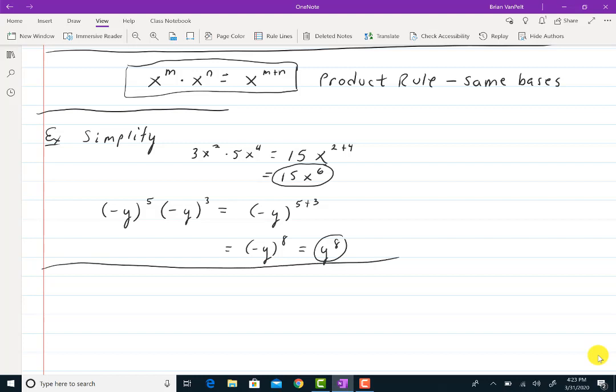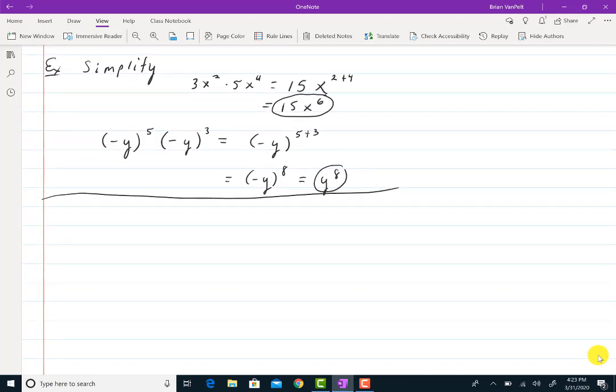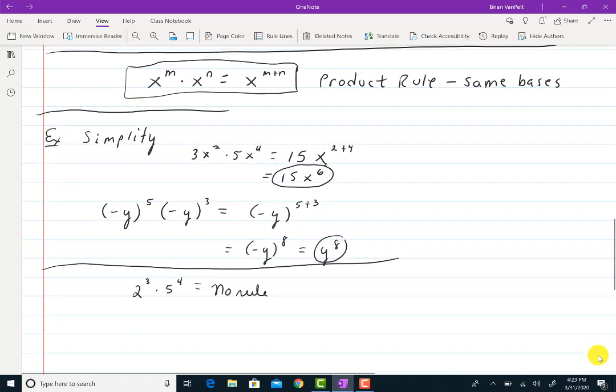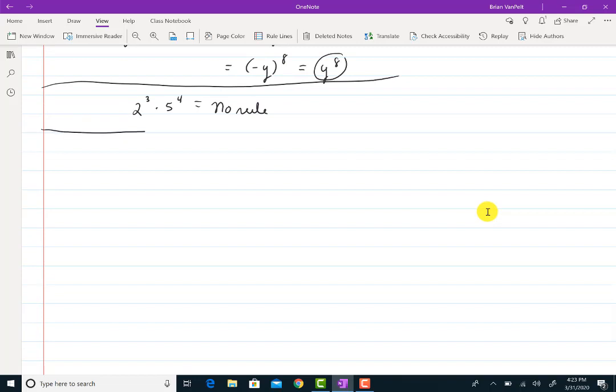Now, you need to be careful here. All these rules require that you have the same base. So if I tried to do 2 to the 3rd times 5 to the 4th, for example, there's no rule for that. So I can't combine those exponents or anything. It's important that this rule that I specified up here is that you have the same bases. That's crucial for this rule to work. All right, anyways, let me go on to more examples and more rules.